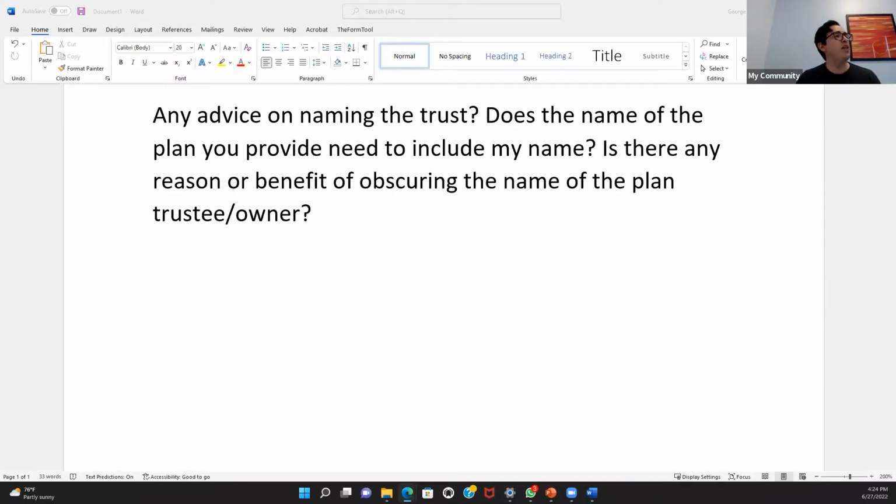Here's any advice on naming the trust. Does the name of the plan you provide need to include my name? Is there any reason or benefit of obscuring the name of the plan? Trustee owner. Okay, great question.